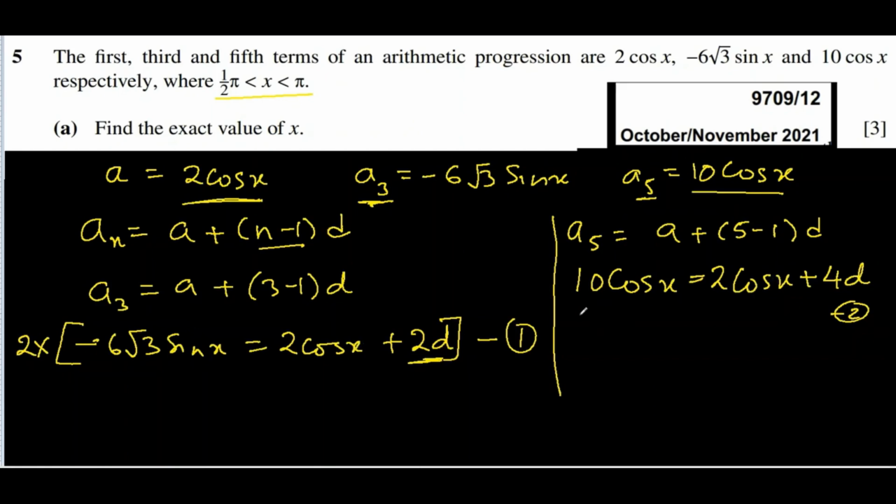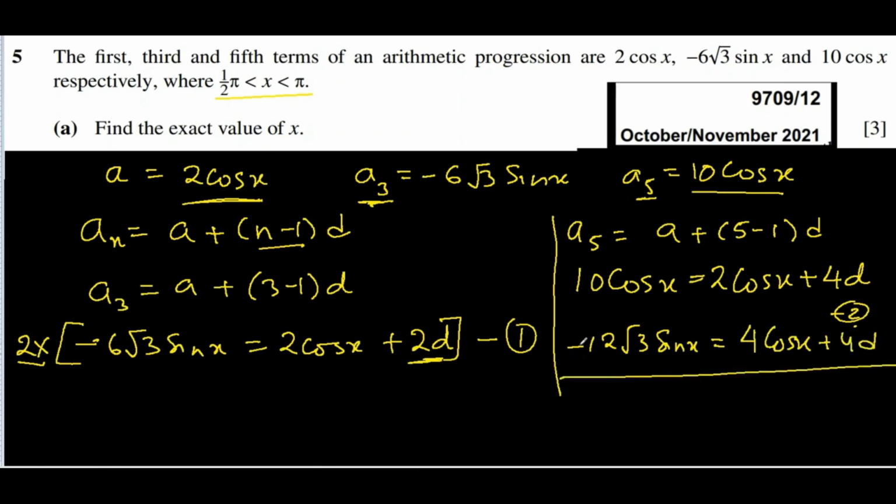So let's write this equation after multiplying by 2, under equation number 2. We have 4 cos x, so minus 6 square root 3 sin x becomes minus 12 square root 3 sin x, equal to 4 cos x, and then it becomes 4d. Now we can subtract this equation from the previous one. This becomes positive, this becomes negative, this becomes negative. So the d terms cancel, because that was the purpose of eliminating d.